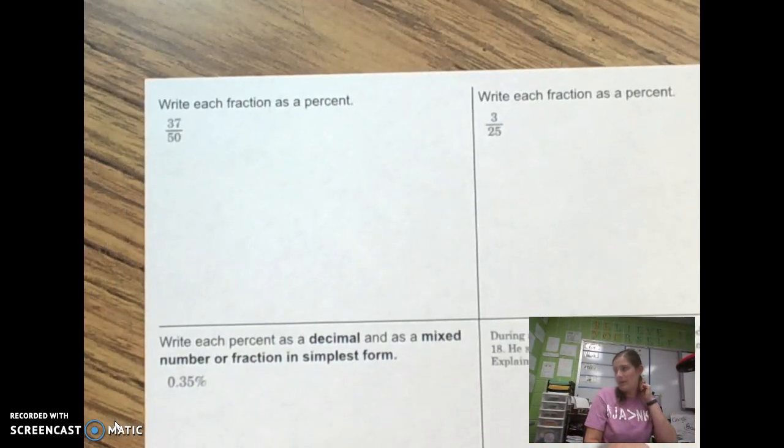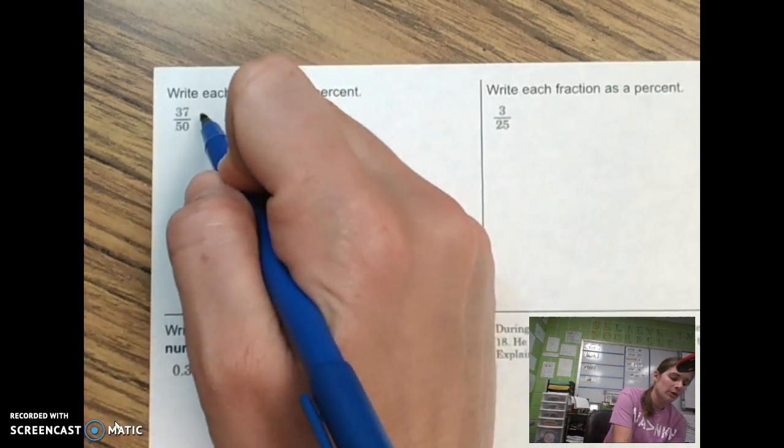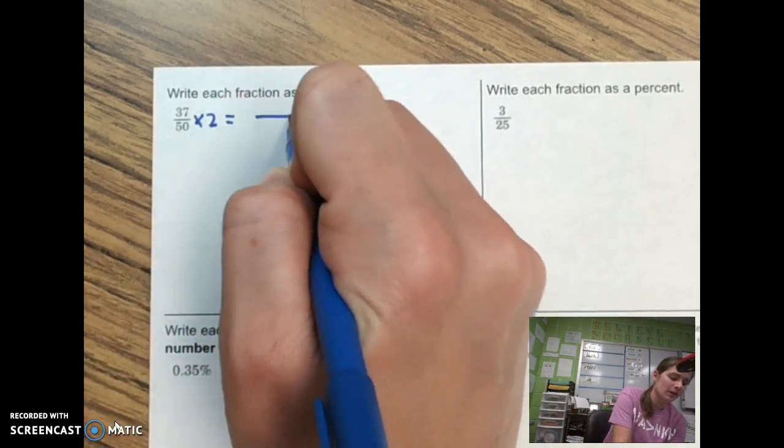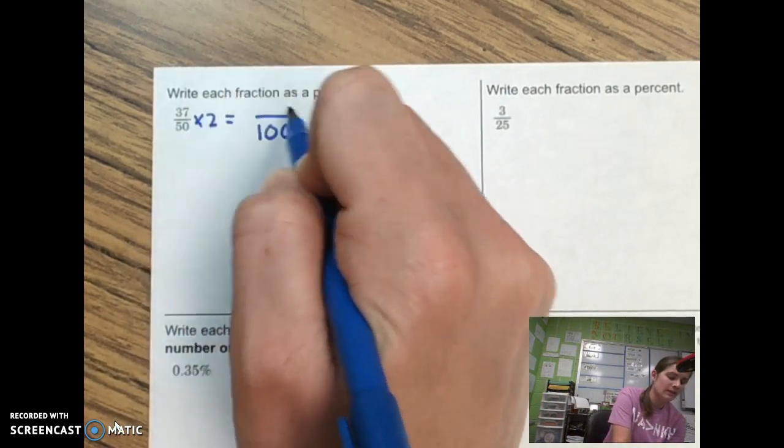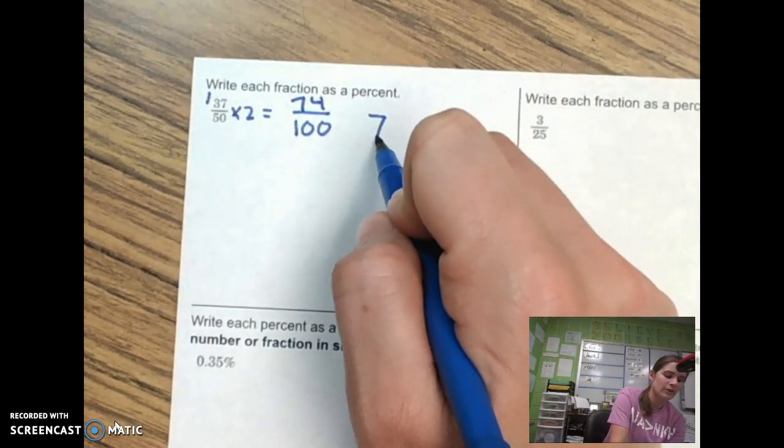I only have about 1.5 minutes left on this one, so it's probably going to be a 2-part one, so don't freak out when the video ends and we're not done. Write each fraction as a percent. We'll multiply by 2 because percents are out of 100. 7 times 2 is 14. So 74%.